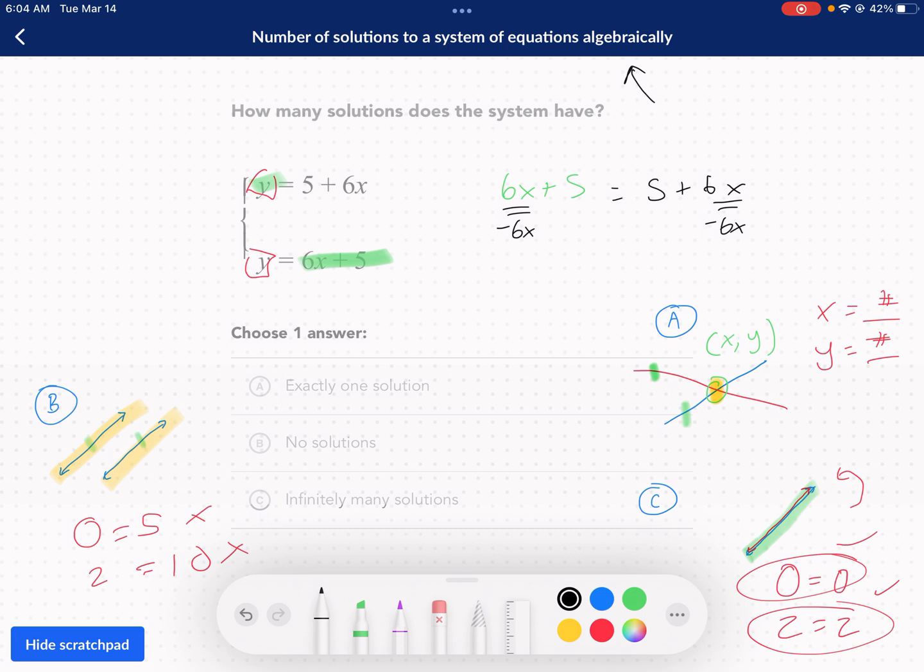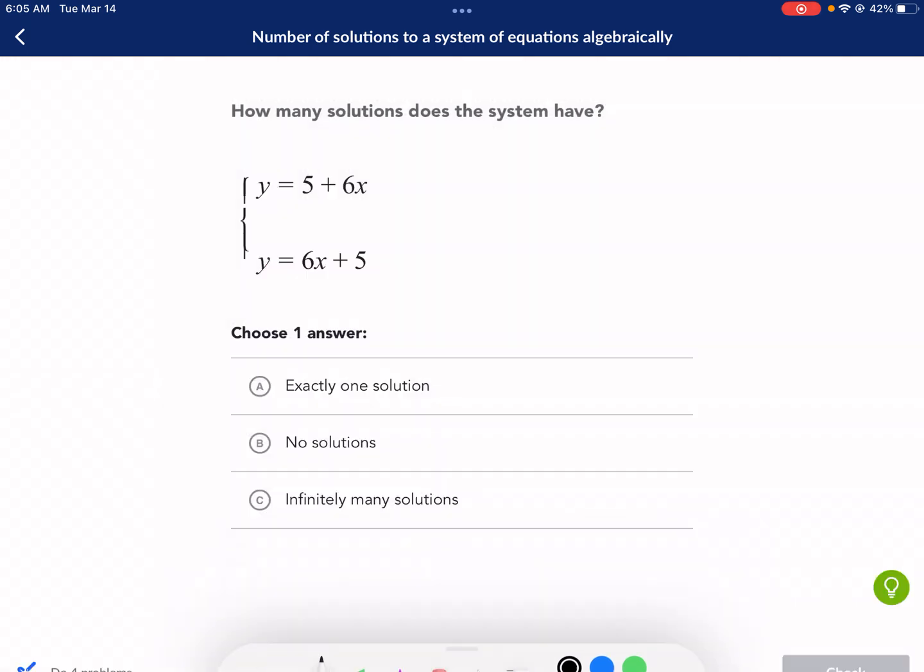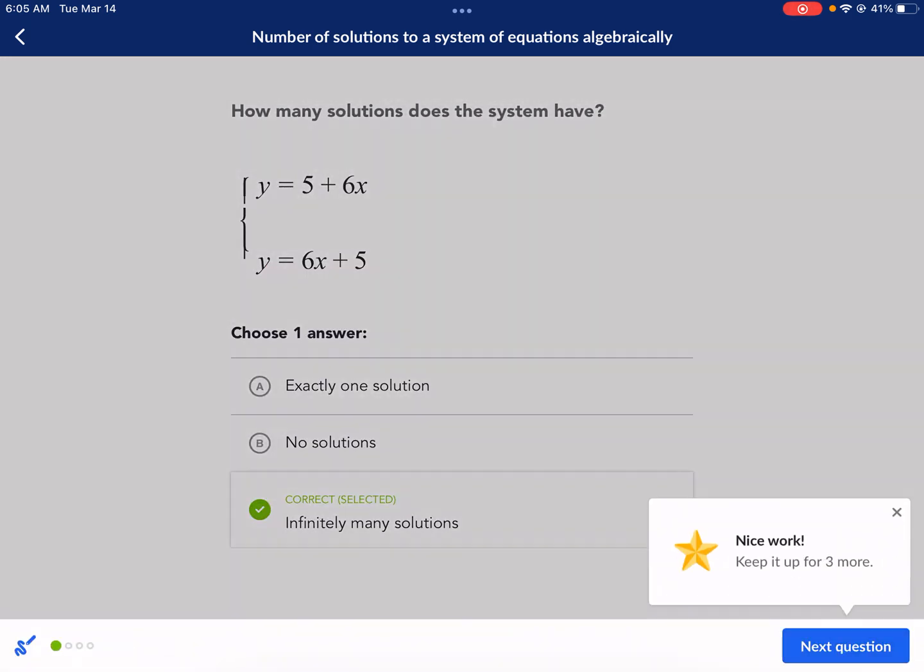But I'll go ahead and subtract 6x from both sides. Once you do that, that cancels, and you're left with 5 equals 5. That's exactly what I said for part C. This is the same line. If you were going to rearrange this, put the 6x plus there, or over there, they're going to be the exact same line. So this is infinitely many solutions. We're going to go ahead and choose that one, and we verified it in two ways.